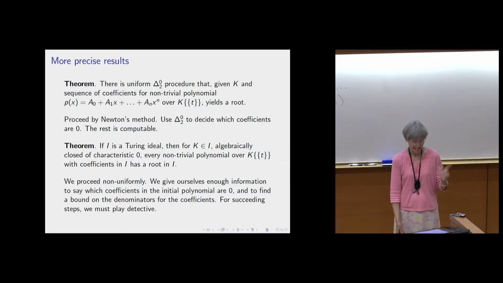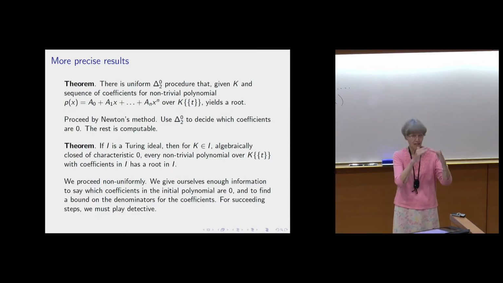So this is thanks to Reid. If I is a Turing ideal, then for k in I, an algebraically closed field of characteristic 0, and a non-trivial polynomial with coefficients in I, that's going to have a root in I. So here, we have to do what Newton did, but we have to do it more cleverly, because we don't really know what the next polynomial is. So we have to play detective.